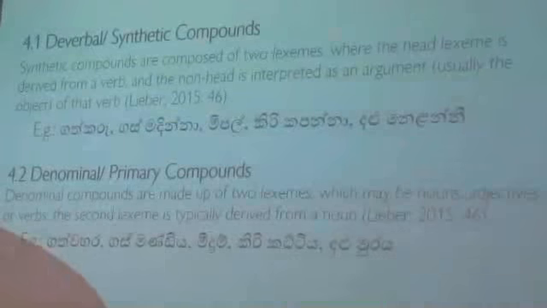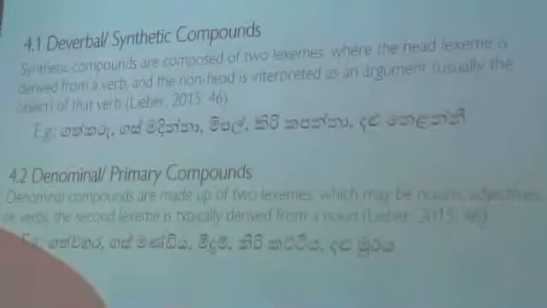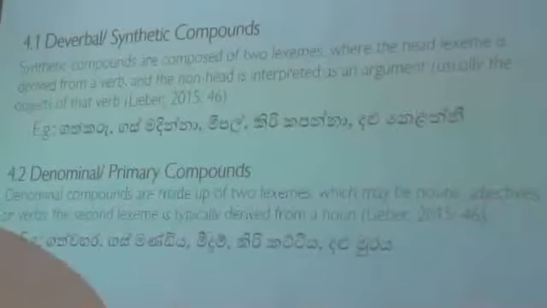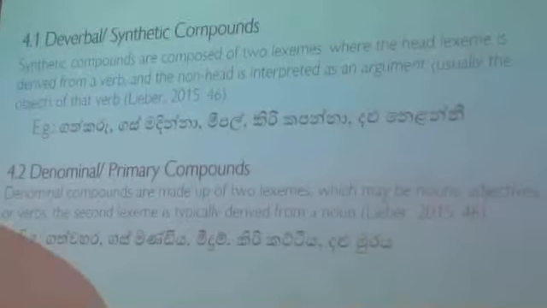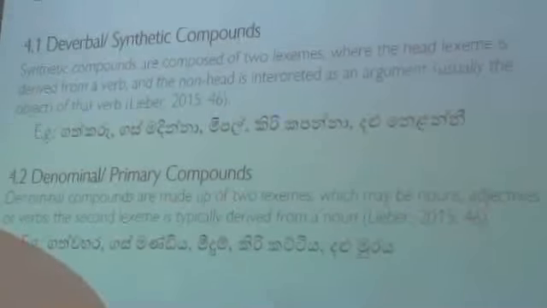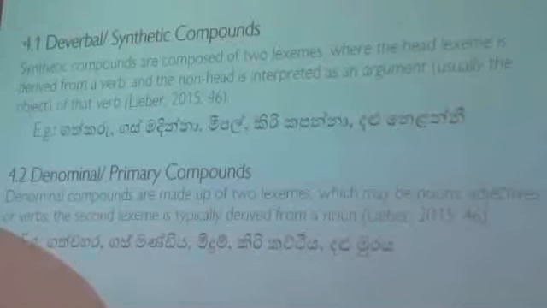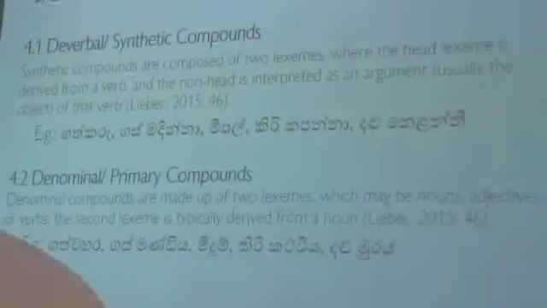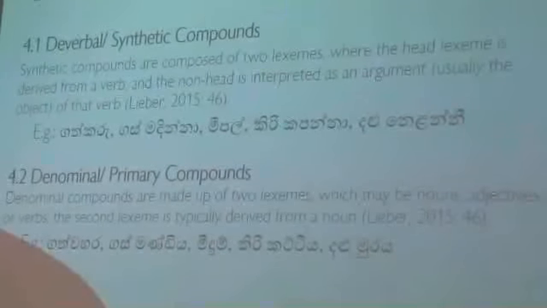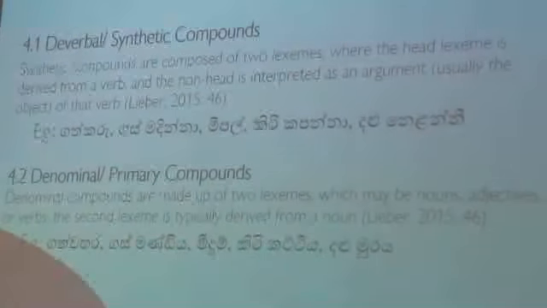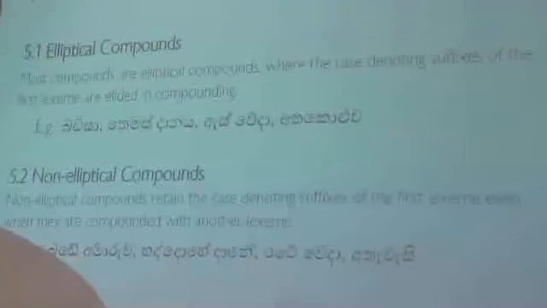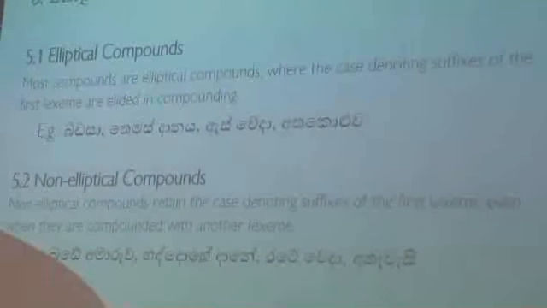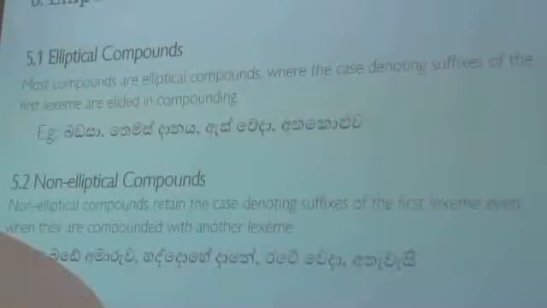Then also we have a dichotomy as deverbal and denominal compounds. As the names themselves suggest, deverbal compounds have a noun derived from a verb as the head, whereas denominal compounds have a noun as the head. Obviously, the other element is also a noun. Then we have elliptical and non-elliptical compounds.